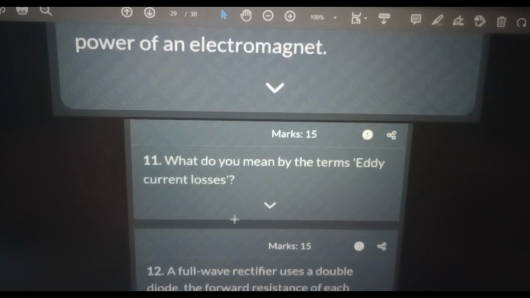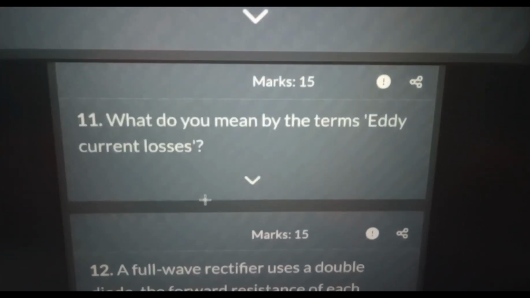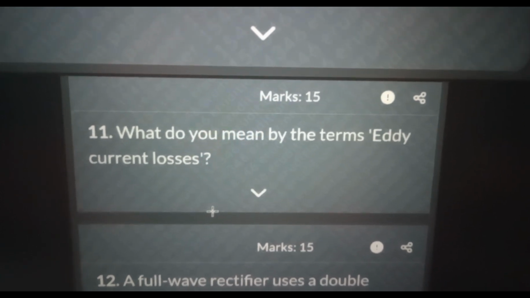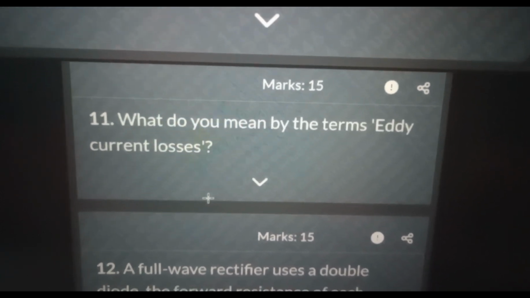Number 11. What do you mean by the term eddy current loss? This is a very important question.